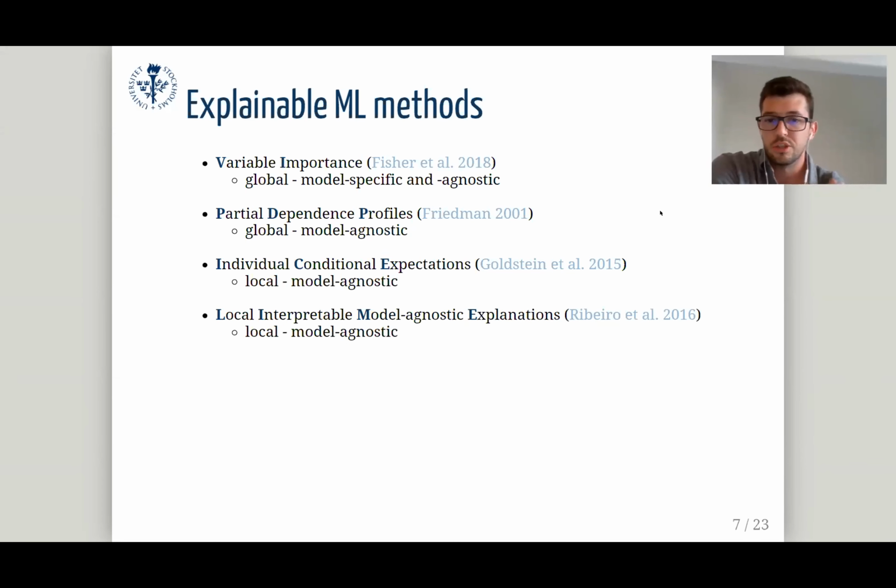There are also the local interpretable model agnostic explanations, which, as the name says, are local and model agnostic, and use surrogate models to see the feature attribution on the prediction.